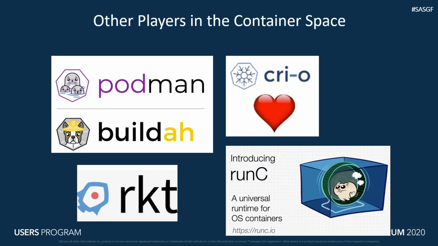So that has led to other players in the container space, and some of these have actually been around for a long time. RKT, or Rocket, has been around for a long time. Podman and Buildah are ways to develop containers out there. CRI-O is about container runtime, and they're the same sort of thing. runC is a runtime for OS containers out there. So a number of different contenders are available to you other than Docker.